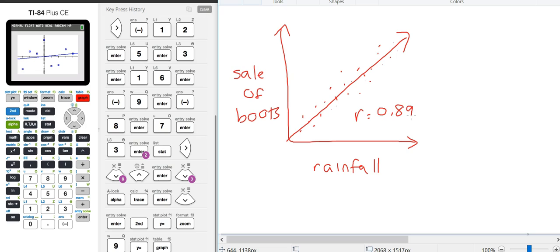So we know that the line of best fit is a good fit for the data, and we still cannot use this graph and this line of best fit to tell us that there's a causative relationship between the rainfall and the sale of boots. We know that there's a correlation, but we can't tell for sure using this information that the more rainfall there is causes a greater amount of boots to be sold.